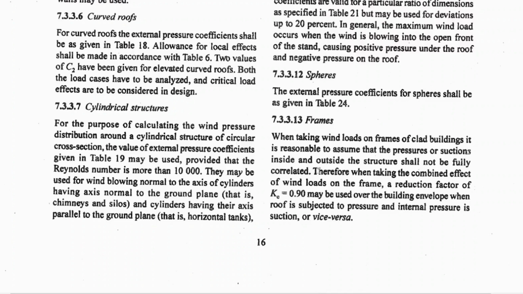The last factor is Kc, the combination factor. It is over here. When taking the wind load on a frame of a flat building, it is reasonable to assume that the pressure or suction inside and outside the structure shall not be fully correlated. Therefore, when taking the combined effect of wind loads on the frame, a reduction factor of Kc = 0.9 may be used over the building envelope when the roof is subjected to a pressure and the internal pressure is a suction, or vice versa.